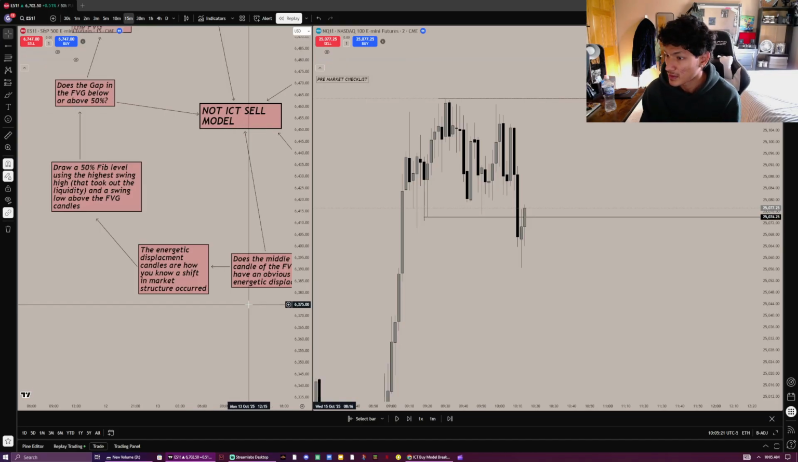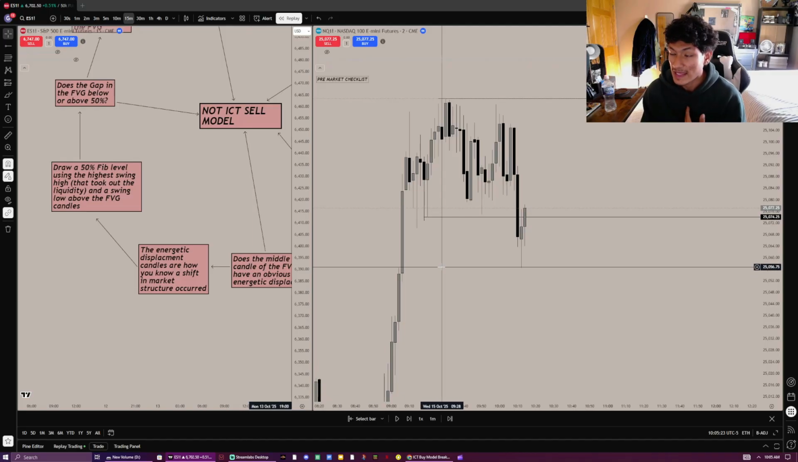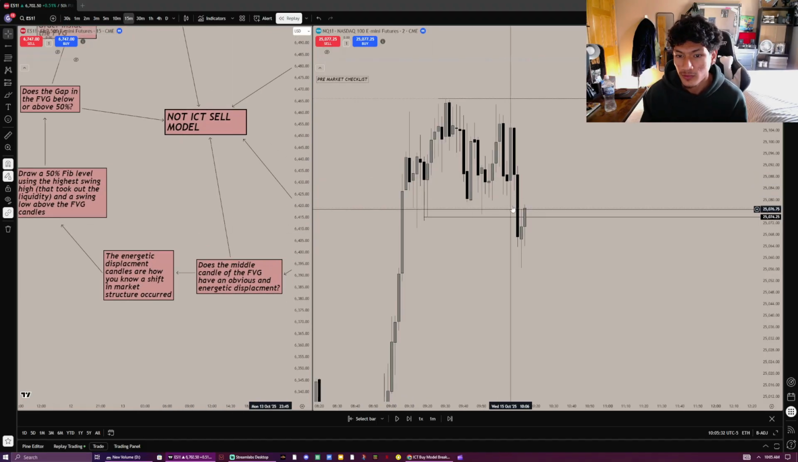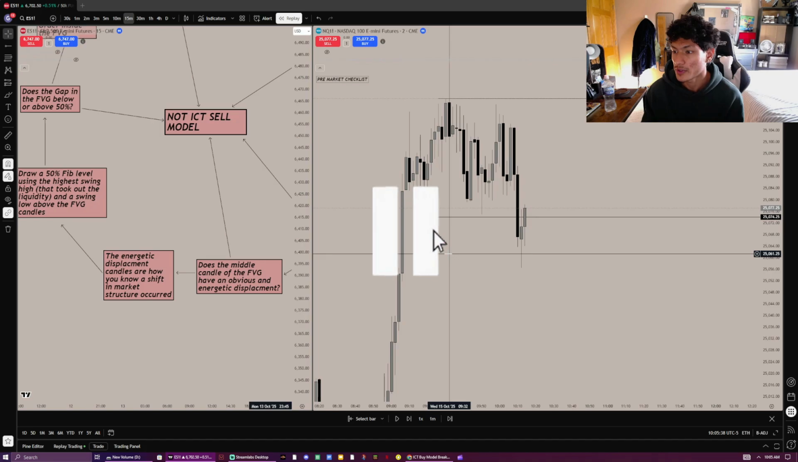Just another reminder for myself to remember that the energetic shift candle is very important in the model, because you have to be able to differentiate what is an energetic candle, right? Look at the other candles relative to that candle. Look at it and see, all right, is this energetic compared to these candles? And that's so important. Another thing to be mindful of is the size of the wick of the candle.